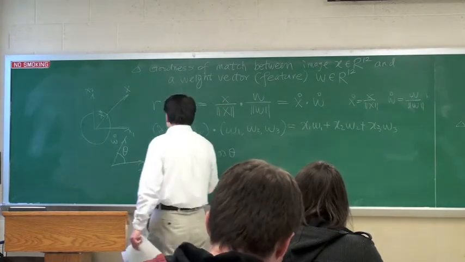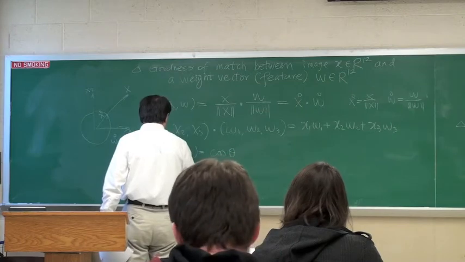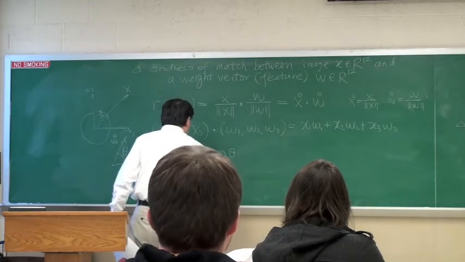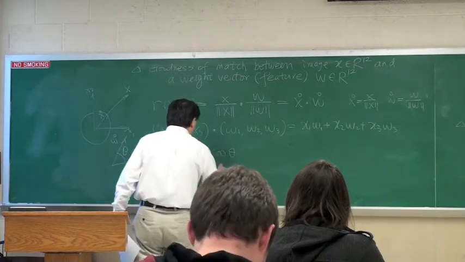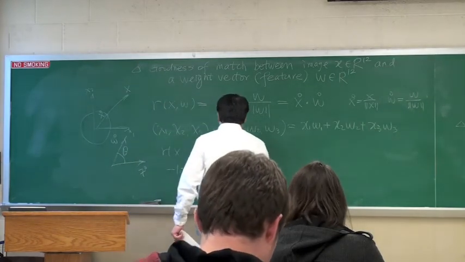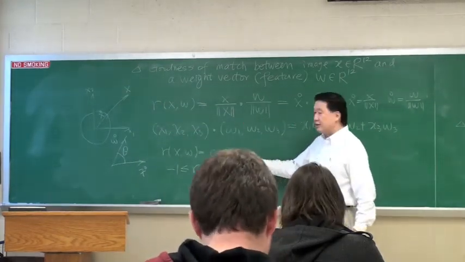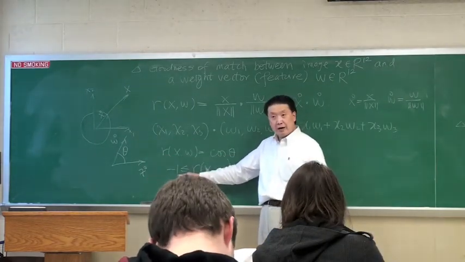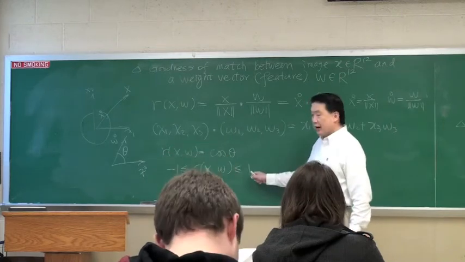So you can see that because of cosine theta, R of XW is between -1 and 1. The cosine theta maximum value is 1, and the minimum value is -1. And when does it become 1?